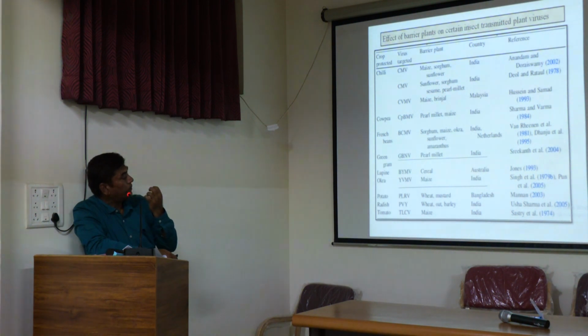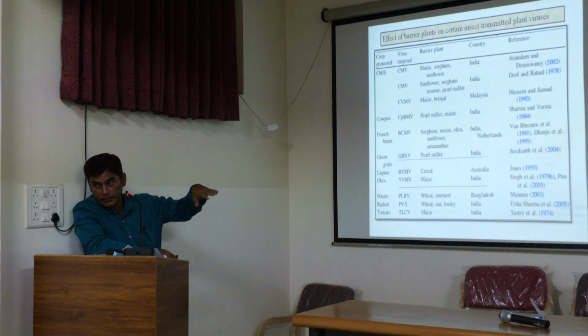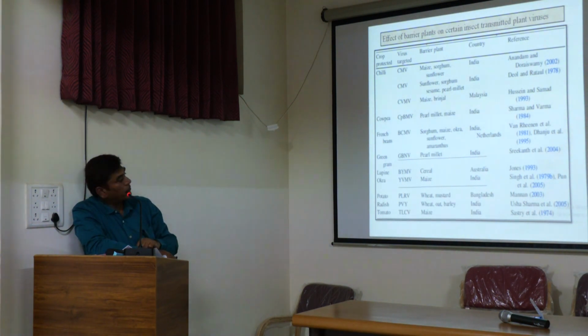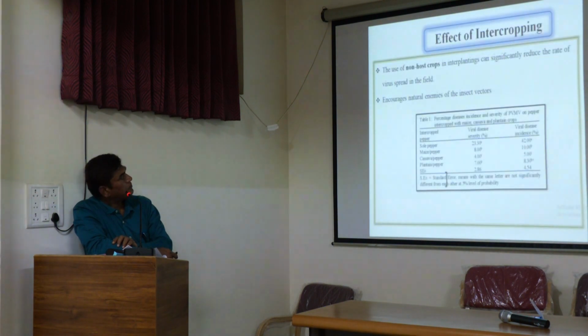For example, in the case of green gram and groundnut bud necrosis, before sowing the green gram we have to sow 4 lines of pearl millet. That will avoid the movement of groundnut bud necrosis virus by thrips, and also okra yellow vein mosaic virus, where a barrier crop like maize reduces the hopper movement. That is a very good technology.